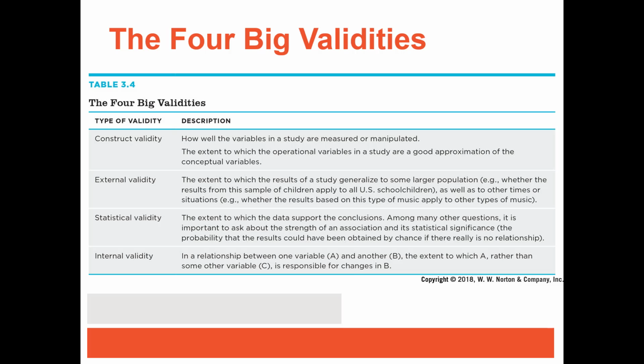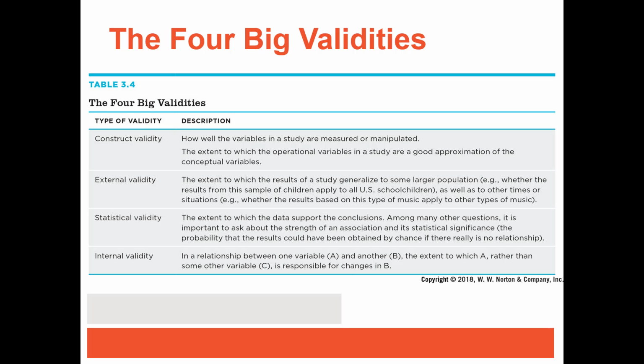Construct validity is how well the variables in a study are actually measured or manipulated. Remember how conceptual variables are turned into operational variables so that we can measure them? Well, construct validity is a measure of how well this was done. Did you do a good job turning your abstract variable into a measurable variable? If you did, then you'll have good construct validity. You are valid in your construct.